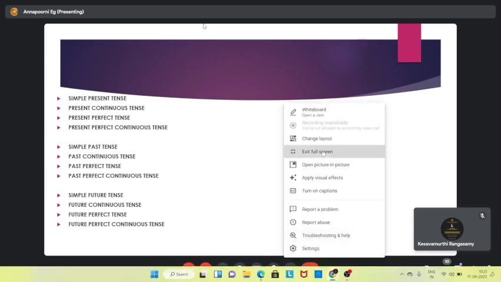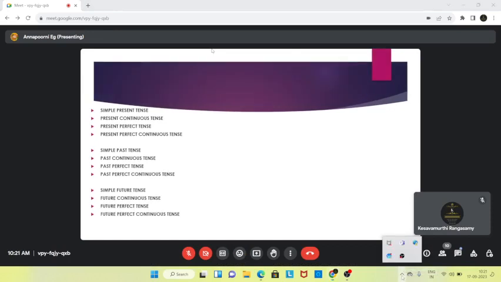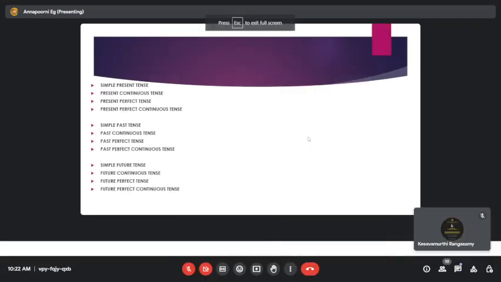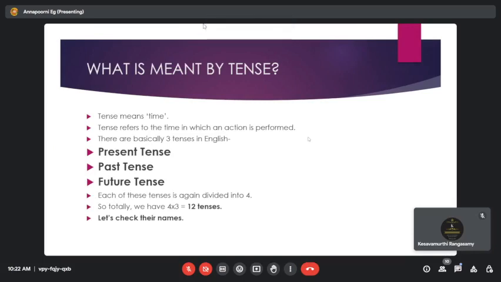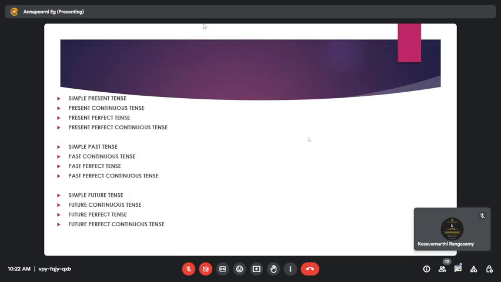Now you might think why all the tenses have their father's name. That is, present, past, and future, these three tenses have their father's name: tense, tense, tense. You can check it here: present tense, past tense, future tense. Now this present, past, and future have also got married, and each of them is having four children. All these three tenses named their children in the same way. What are their names? Simple, continuous, perfect, and perfect continuous.